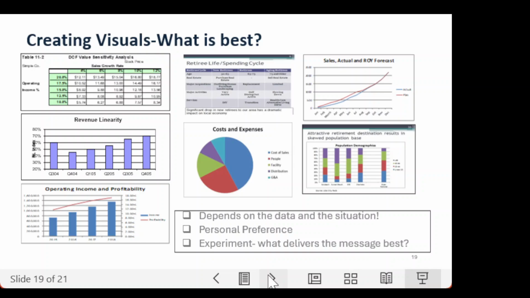Creating visuals, what is best? We've got a lot of different options. And so in the next video, number 2, we're going to talk about what visual is best and how do you design the best graphics to get your point across.